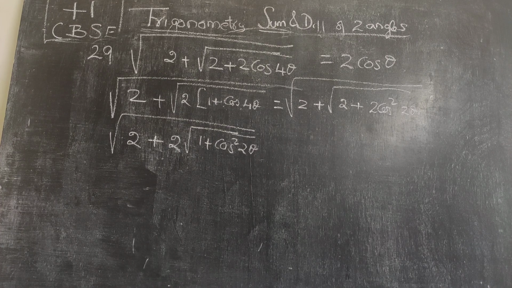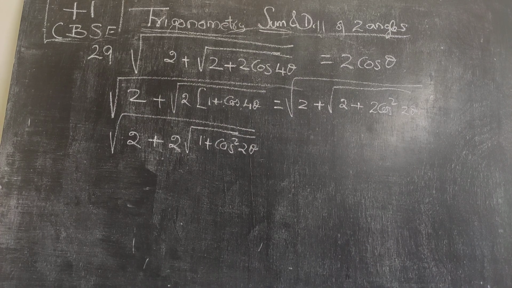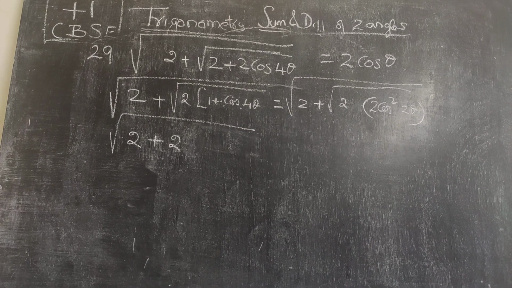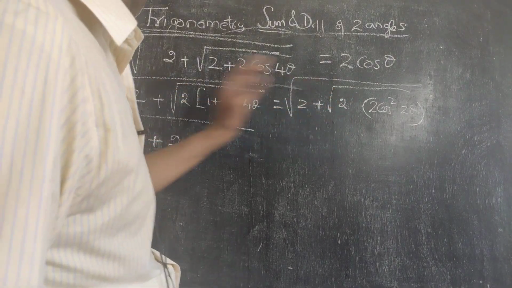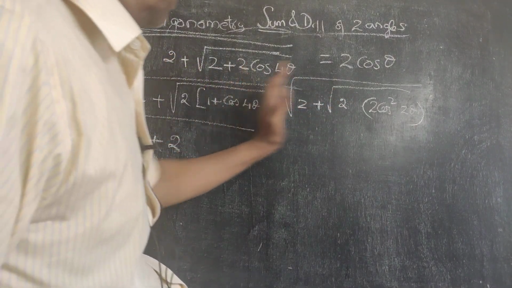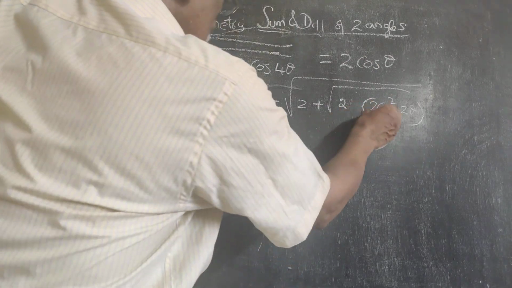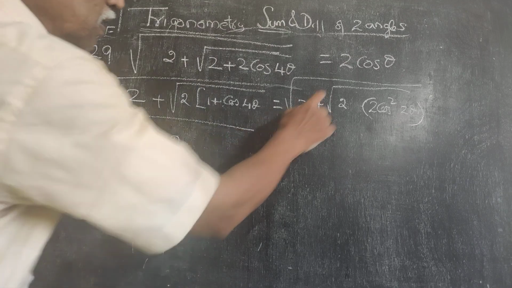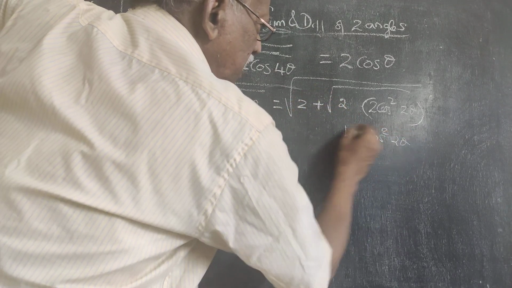One plus cos square 2 theta you have. Out of that, 1 plus cos square 2 theta. I have done a mistake there. Plus I have put, because there is 2, 1 plus cos 4 theta is 2 cos square 2 theta. That means this is 2 into 2, 4 cos square 2 theta, and that is in square root.